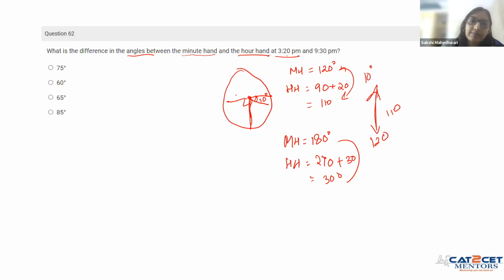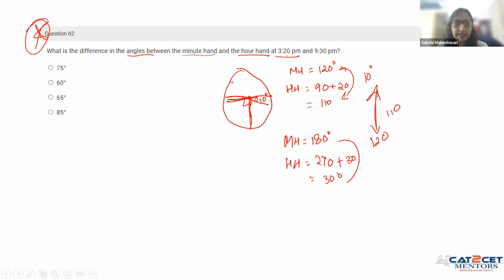See, in 30 minutes, the hour hand will move slightly here. So that also you'll need to account for. So I think there is some ambiguity in this question. I'll also check with sir and I'll get back on this.